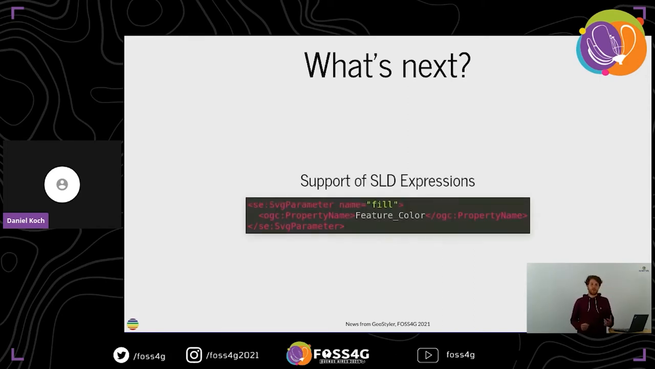Another idea we have is to support SLD expressions that come with the SLD 1.1 specification. So instead of, for example, just providing hard-coded color values for any styling properties such as the fill parameter, we would be able to provide computed values that are based, for example, on feature properties or that are based on certain functions provided in the different backends, on the different renderers, and thereby we could strongly improve the GeoStyler UI and the experience and the benefit for users that work with GeoStyler.